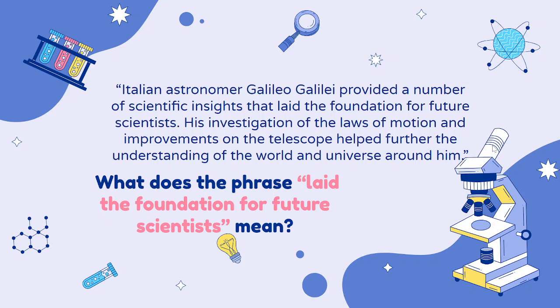Well, think about when you're building something. You need to have a really strong base to build up. If you don't have a strong base, what happens? Everything falls down. And that is what Galileo did. He made some really important discoveries that future scientists were able to take and run more experiments on and make even more discoveries. So he created that really steady base for other scientists to build off of.